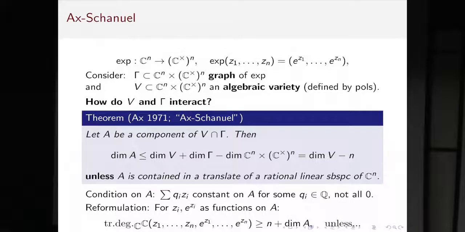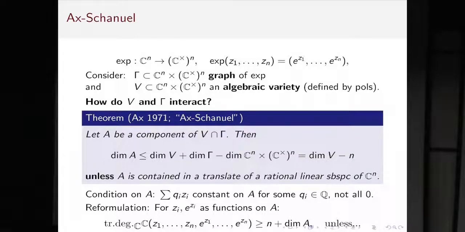Oh, there's a condition, of course. This dimension can't be of an atypically large dimension unless something very particular happens, which is that A is contained in the translate of a rational linear subspace. That's a situation where that condition on C^n remains algebraic under exponentiation, so that's a case where the two conditions can coincide. Another way of saying that condition is that some rational linear combination, the sum of q_i z_i, is constant on this component, where the q's are not all 0.